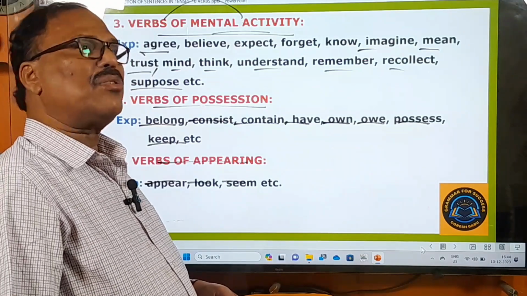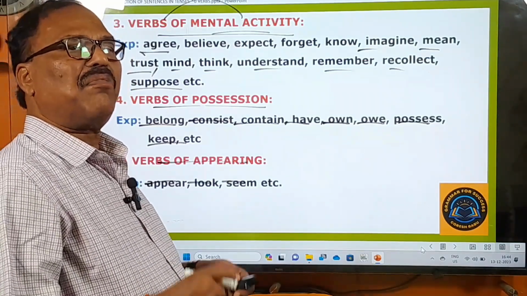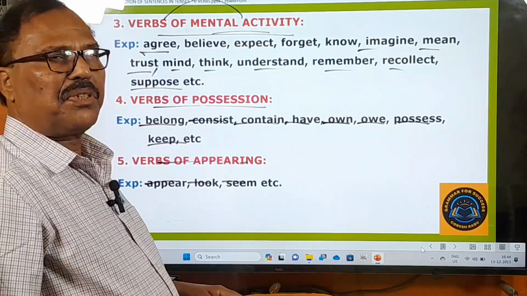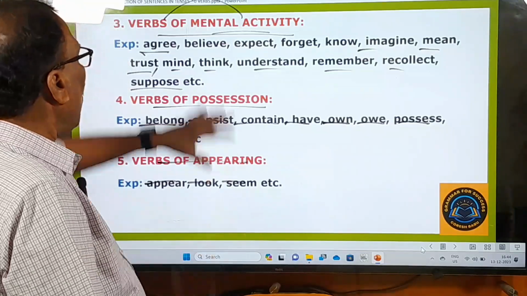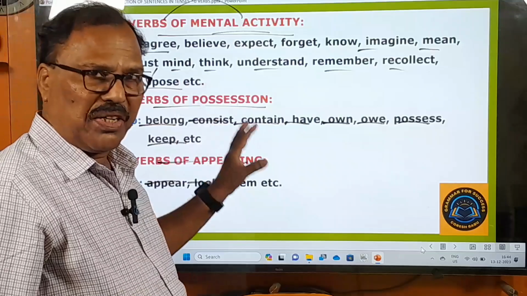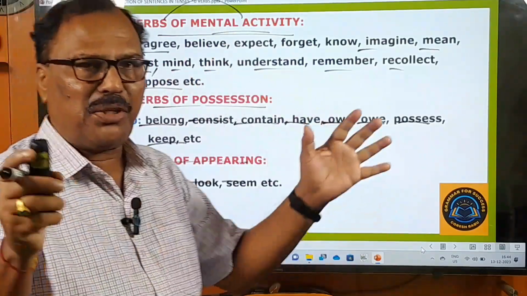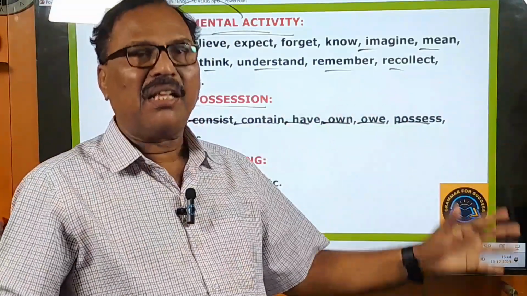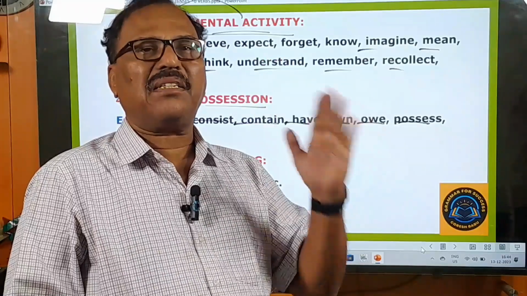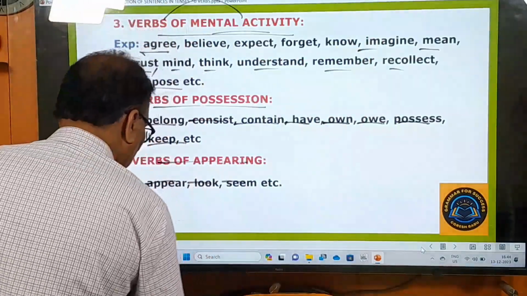You don't say she is looking very sad. No, she looks very sad, she seems very worried. So you use them only in the simple present tense. So in this way all these 5 kinds of verbs are mentioned. Please go through all these verbs, and please remember that these verbs are not normally used in the continuous tenses. They are generally used only in the simple present tense. That's all. And here I'll give you some examples to make you understand that.